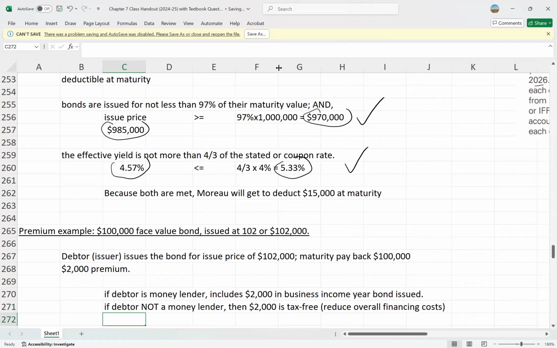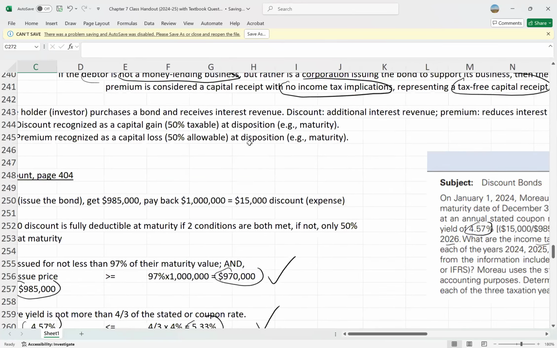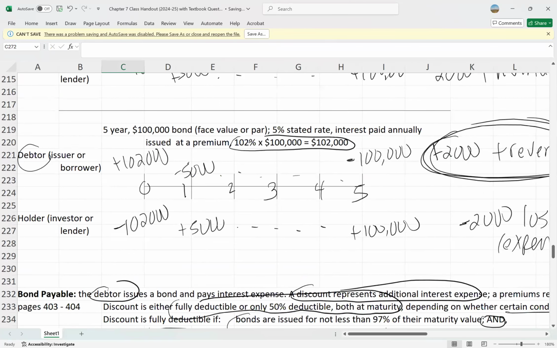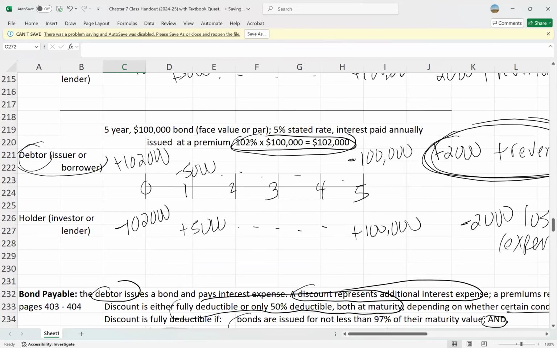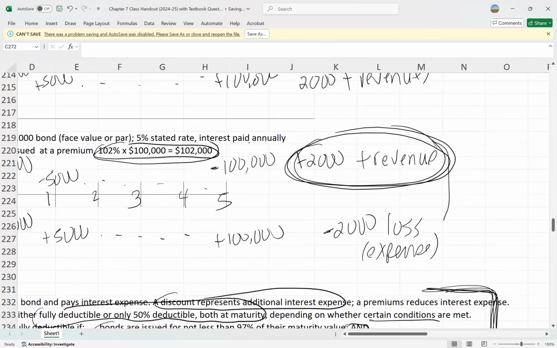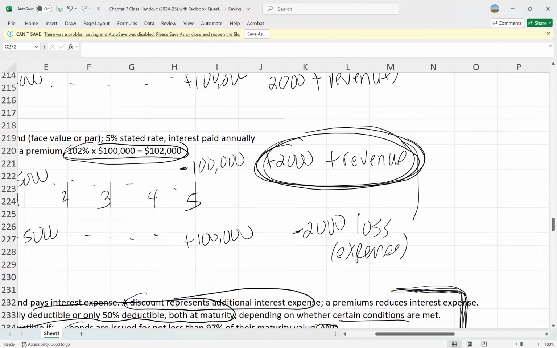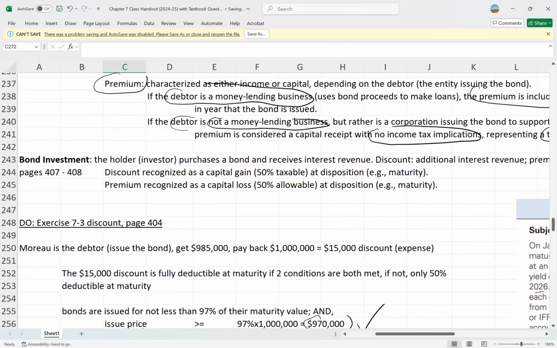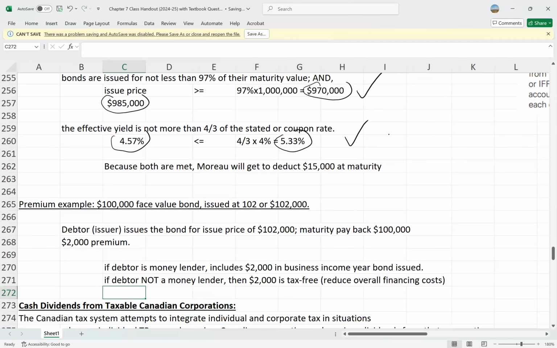Because if you think about what we have to do for accounting purposes, if we go back to the premium here, this is the one with the premium, and we have the debtor here. They basically get an extra 2,000. So that would increase their revenue, or another way of looking at it would be to reduce their interest expense. But for tax purposes, because the 2,000 is tax-free, it would basically reduce their overall financing cost.